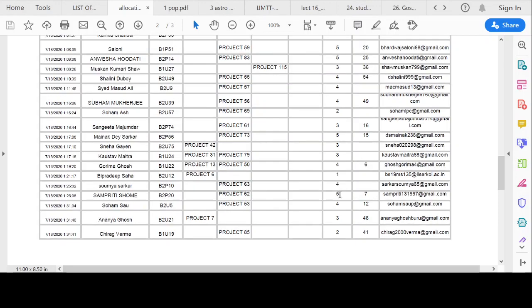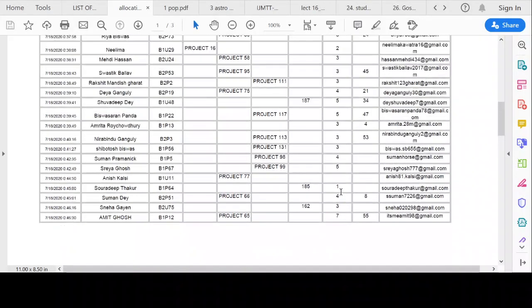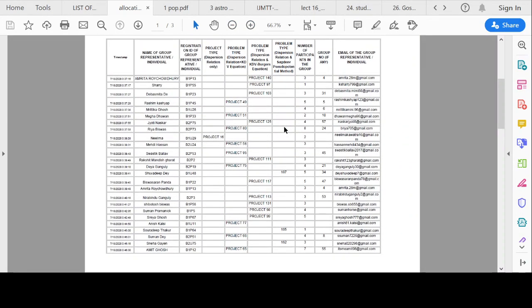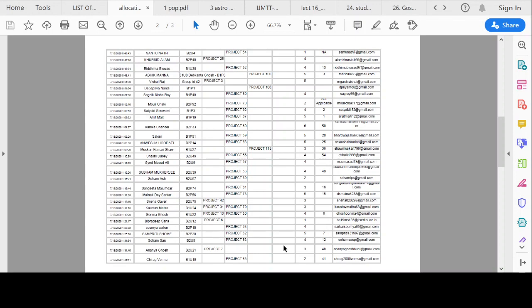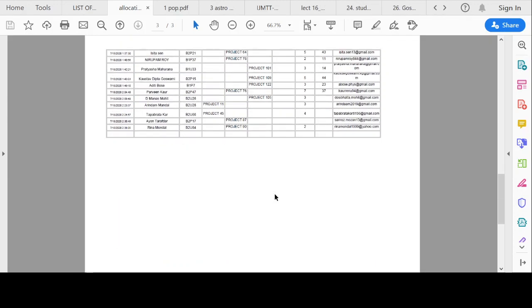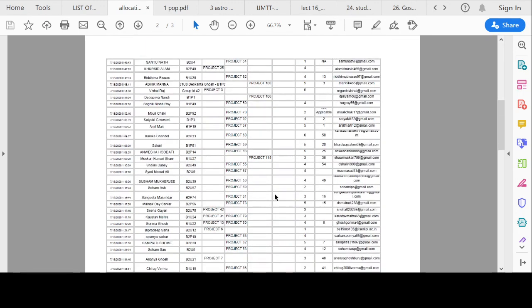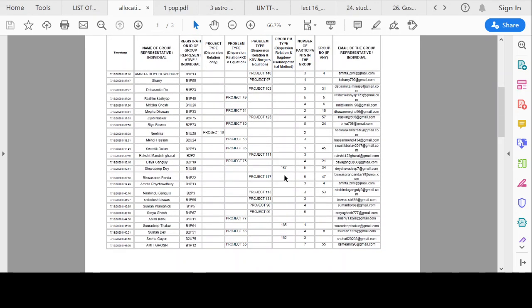And as for the allocations, how you have performed in the allocation, these are the groups. Majority of you have applied for KdV and KdV Burgers. Only few have started with this pseudo potential: Shubhadeep De, Shaurodeep Thakur, Sneha Gayan, and no more. Well, I expect you people, those who have opted for Sagdeev's pseudo potential method, it is very easy.